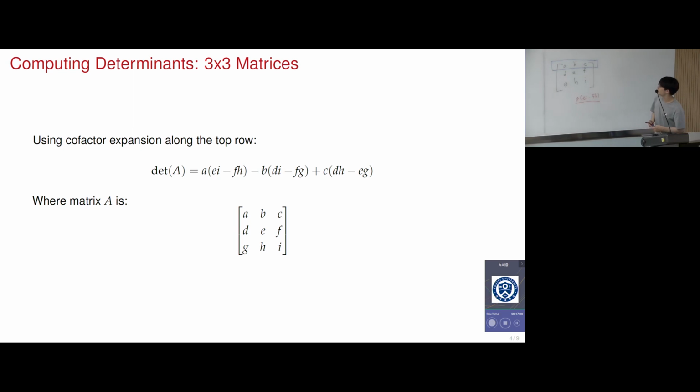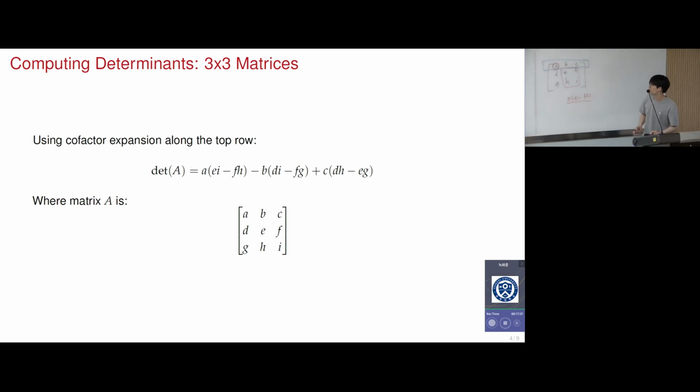You can see what's happening here. You start with A, and you exclude the first column, and just do the 2 by 2 determinant of the rest, which is EI minus FH, and then you multiply this 2 by 2 determinant by A, okay? So that's how you got the first term.